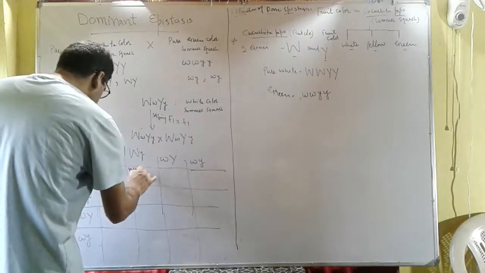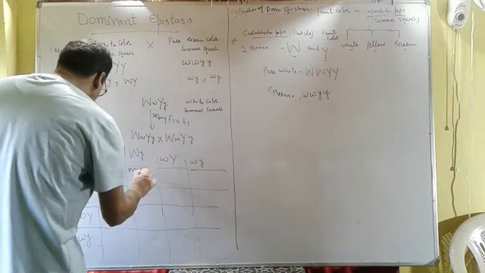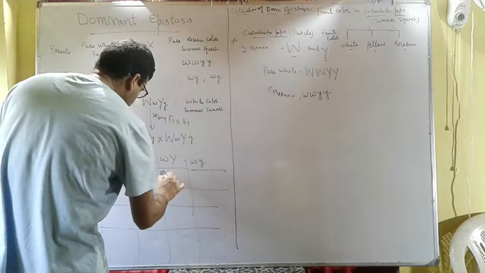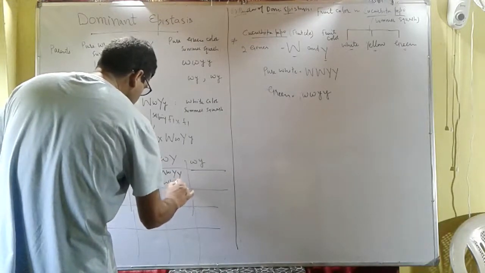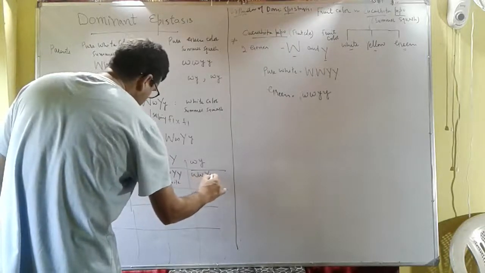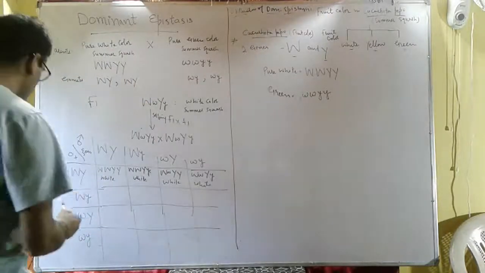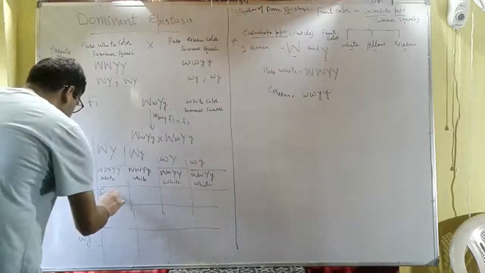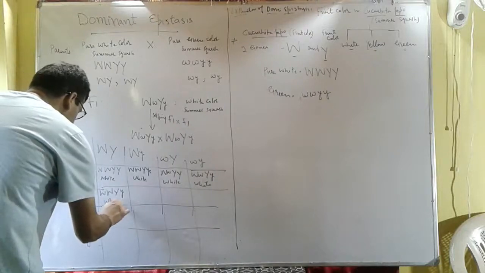W, W, capital Y, small y. This is also white color summer squash. This is W, small w, capital Y, capital Y. This is white. Capital W, small w, capital Y, small y. This is white color summer squash. Then we have capital W, capital W, capital Y, small y. This is white color summer squash.